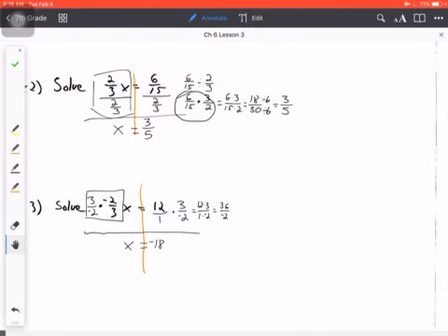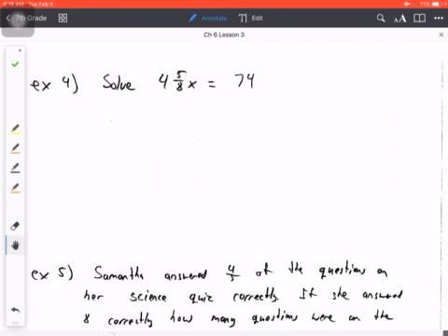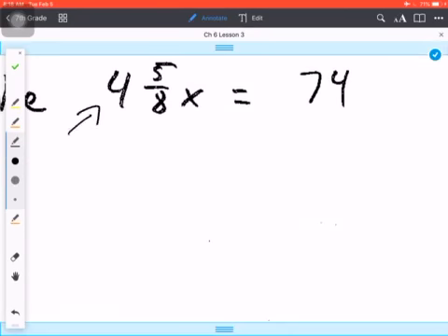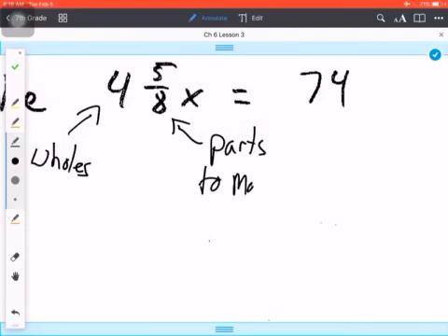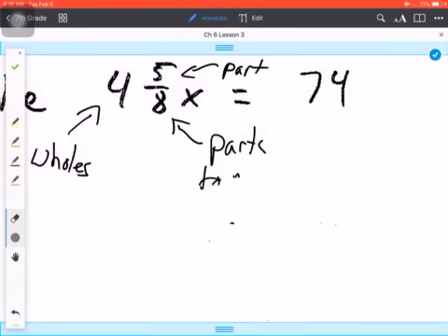Alright, example 4 then. We now have a mixed number as our coefficient. So if you recall, a mixed number talks about this number here being the number of wholes, that number there being parts to make a whole, and this number here being just the parts. So if I go through this then, let's erase this then.